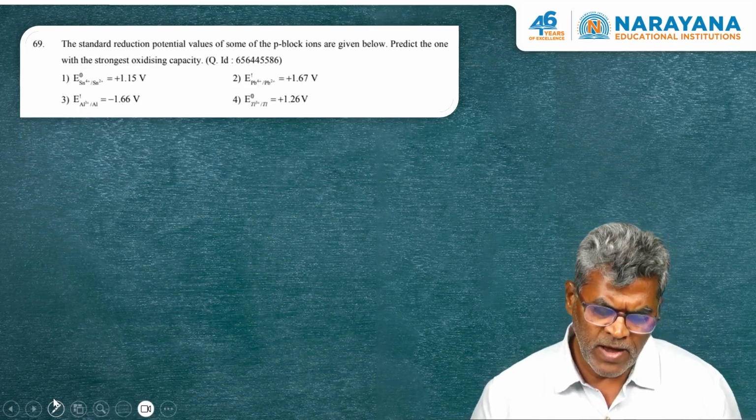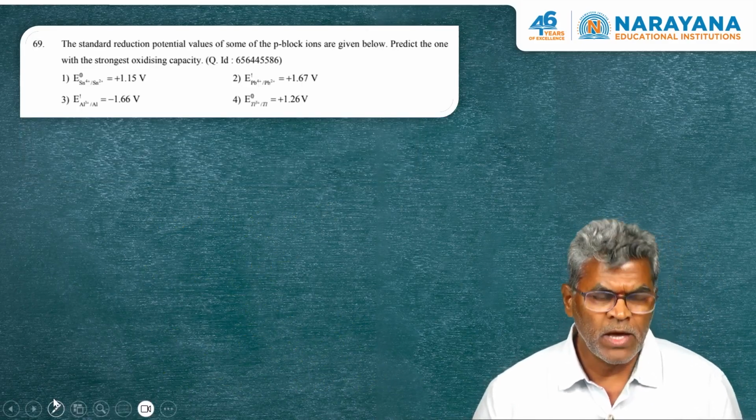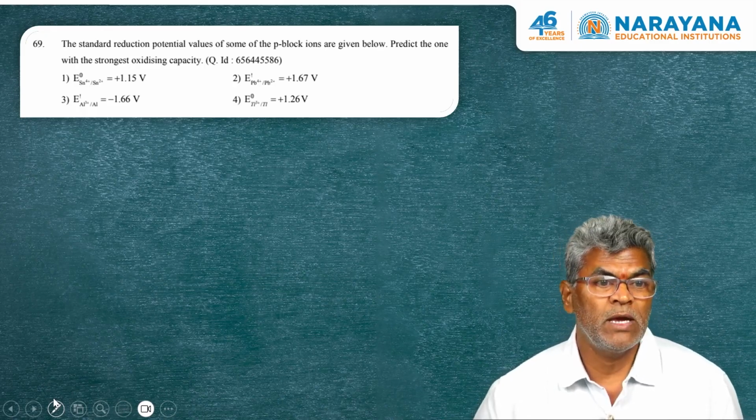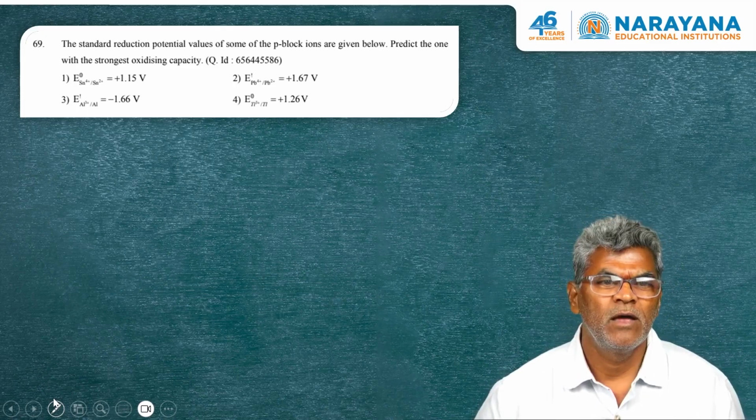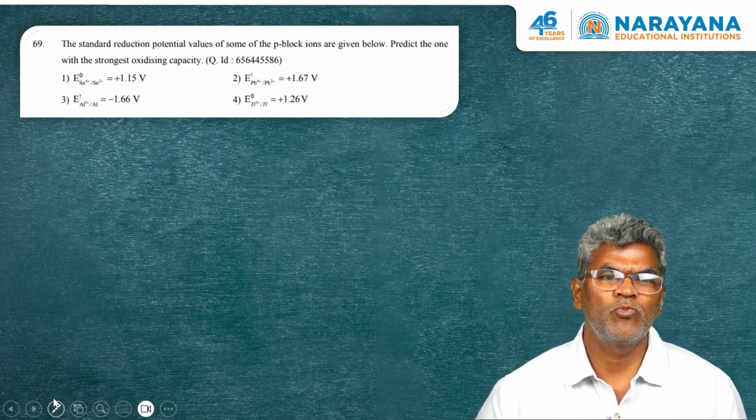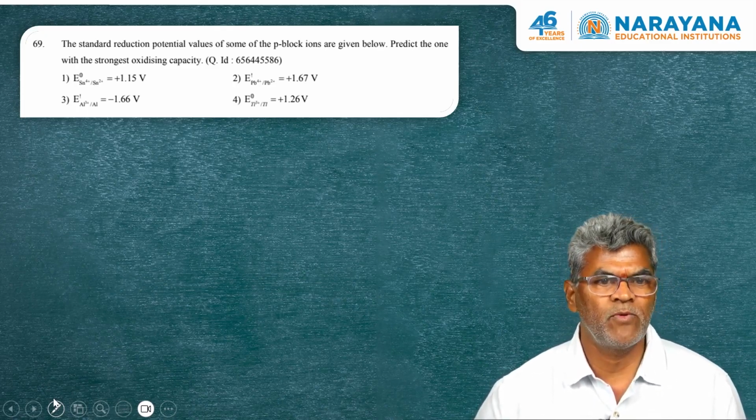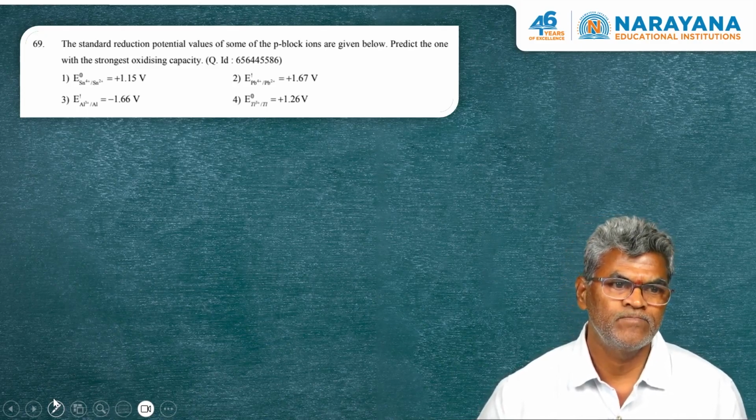This is SRP values, more the SRP value, stronger will be the oxidizing agent. Among the given, if you check, Pb plus 4 to Pb plus 2 has maximum SRP value, so that will be the strongest oxidizing agent.